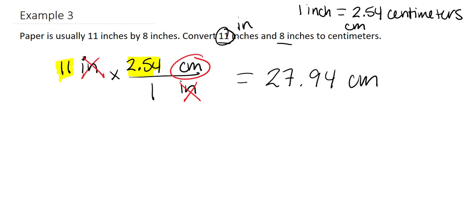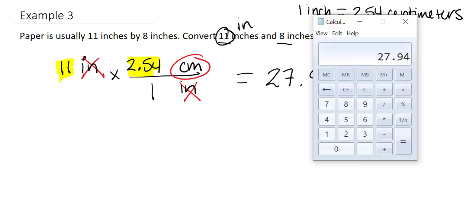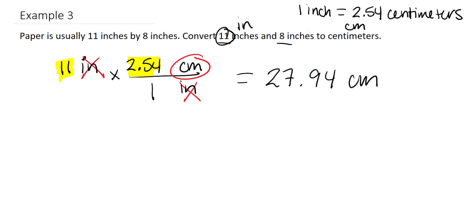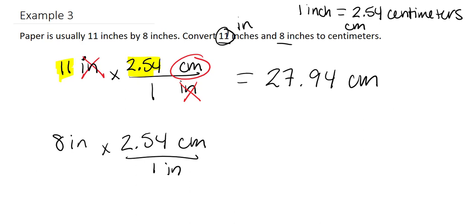Then we need to convert 8 inches. Because obviously, if we did 27.94 divided by 1, we still get 27.94. Now let's go ahead and do 8 inches. So 8 inches times 2.54 centimeters over 1 inch. Because we're doing the same conversion of inches to centimeters.